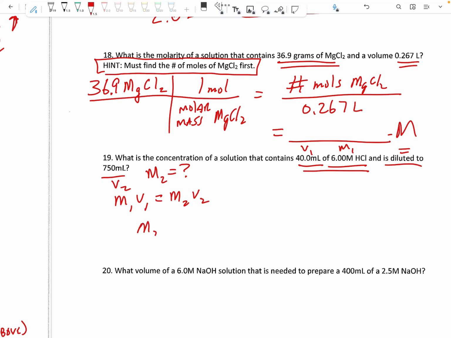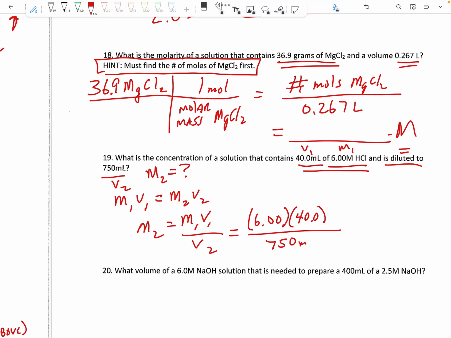So M2 is going to equal M1 times V1 over V2. Now all we have to do is plug the numbers in where they should go. The M1 happens to be 6 molar. The V1 happens to be 40 milliliters. And on the bottom we have a V2 of 750 milliliters. And you divide that out, that'll give you your concentration and molarity, okay? Molar would be the unit.